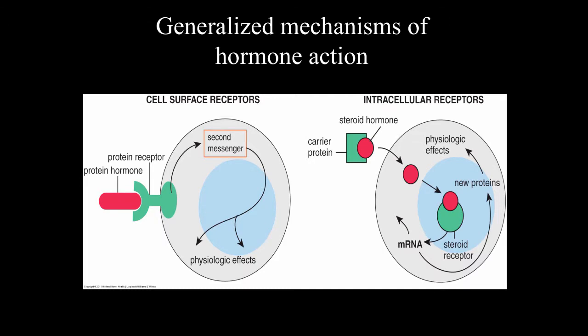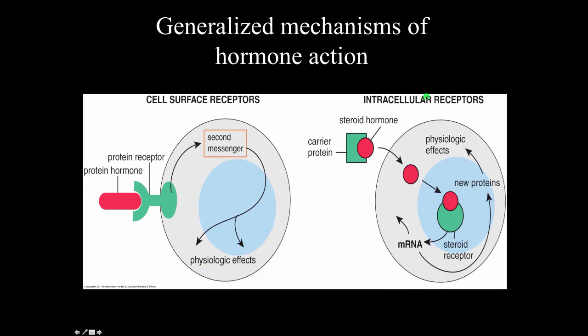This is just a generalized mechanism of hormone action, showing, for example, a cell surface receptor, so a protein hormone. The receptor binds hormone. This will then stimulate some type of intracellular activity. So perhaps it would be a G protein coupled receptor, which might stimulate a second messenger like cyclic AMP that would then affect gene transcription, and you'd get various physiologic effects.